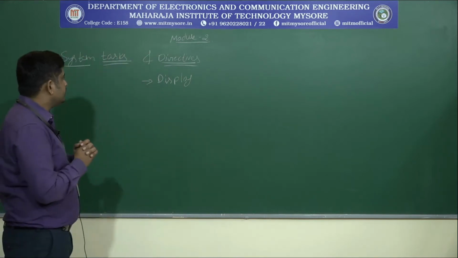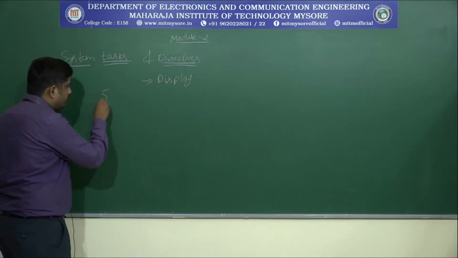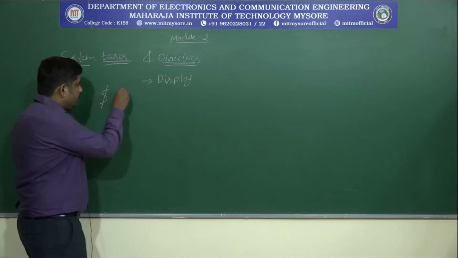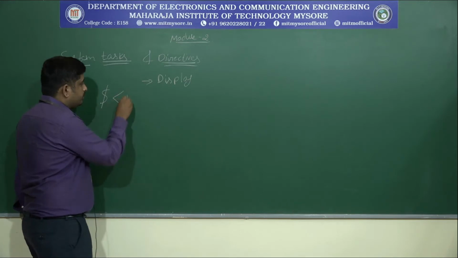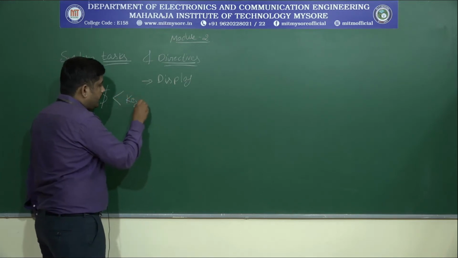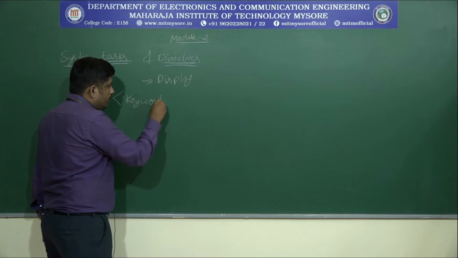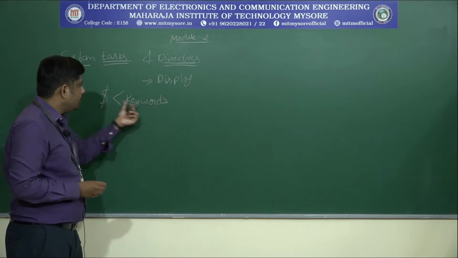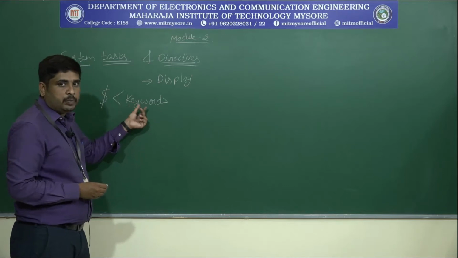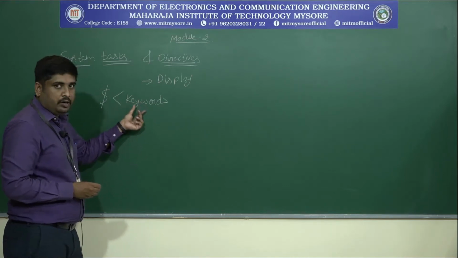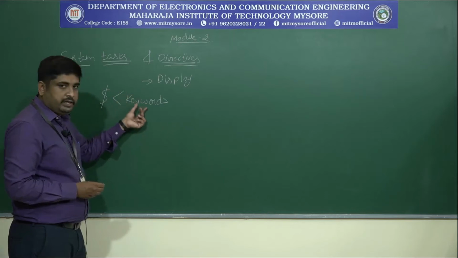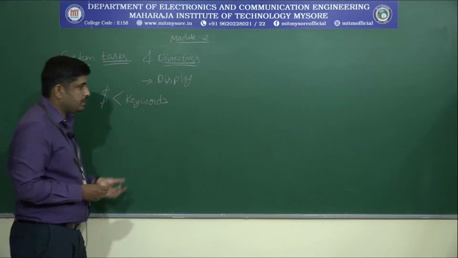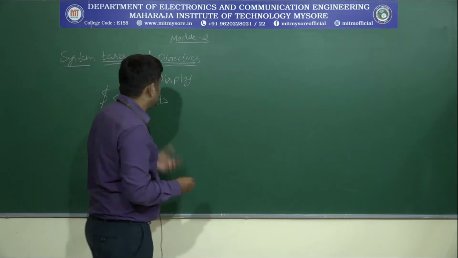How do we display information? A system task always starts with a dollar symbol, and after the dollar symbol we write a keyword. This is the syntax: dollar keyword. The keyword may be display, monitor, finish, or stop. One by one we discuss them here.